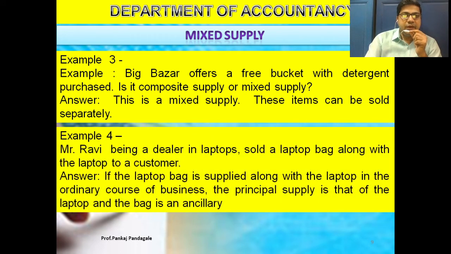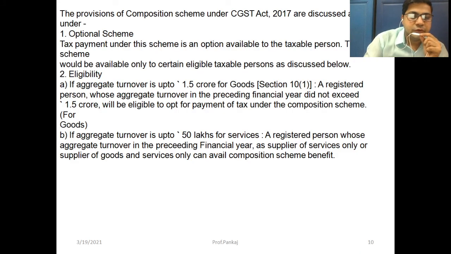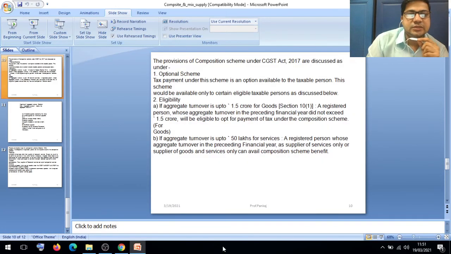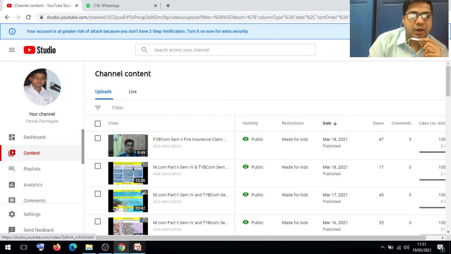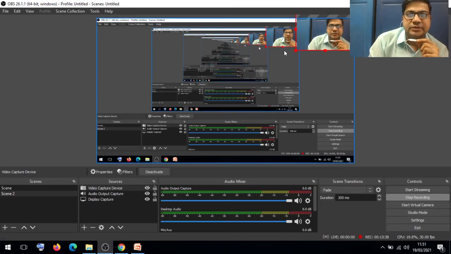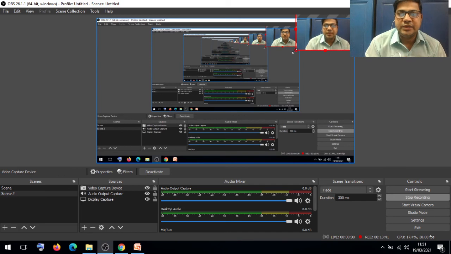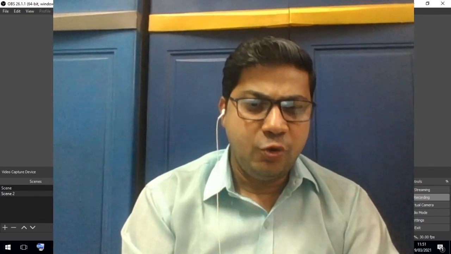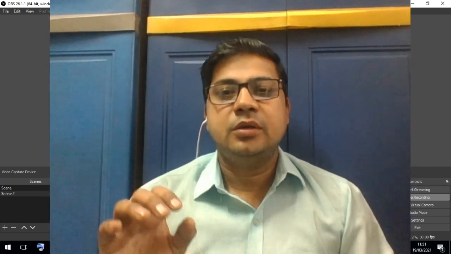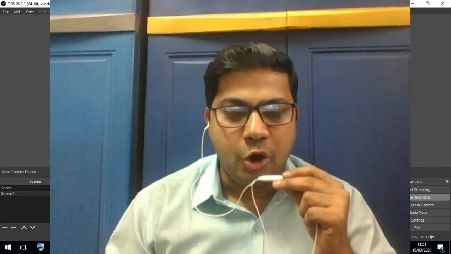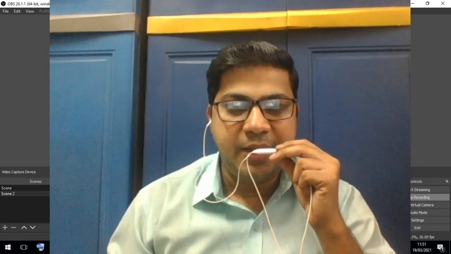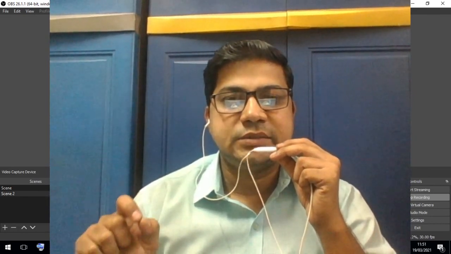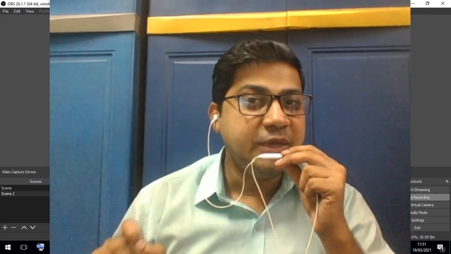Mr. Ravi being a dealer in laptops, these examples we have studied, not necessary to study again. Okay, fine. So friends, we have discussed today about supply, and such supply involves mixed supply or composite supply. So I hope you understood the meaning, concept and examples of composite supply and mixed supply.